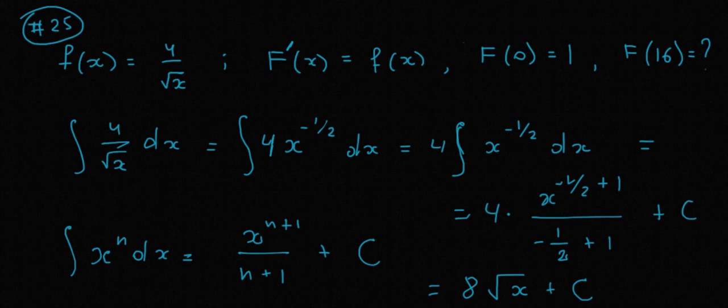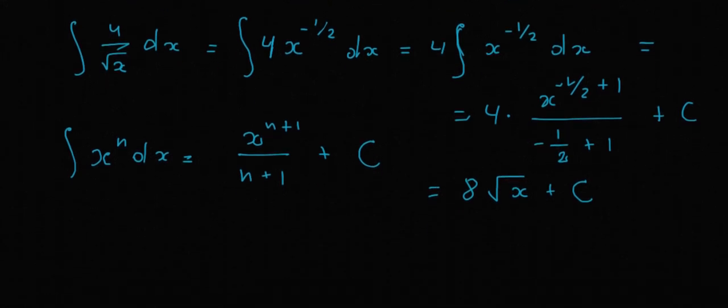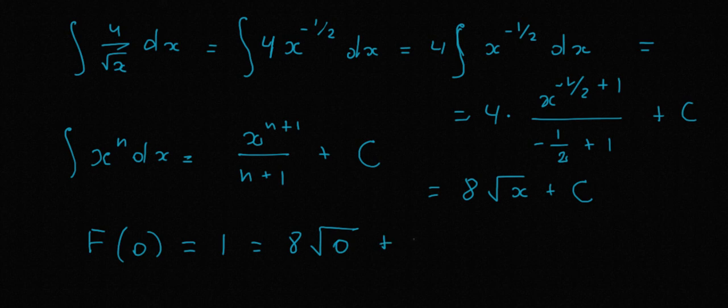We, though, need to identify the antiderivative which satisfies an additional constraint, namely that the value of the function at x equals 0 equals 1. Let's plug in x equals 0 and set the value of the antiderivative equal to 1, and then solve for c. So the value of F at x equals 0 must be 1. On the other hand, it's going to be equal to 8 times square root of 0 plus c, and therefore this tells us that the constant c must equal 1.